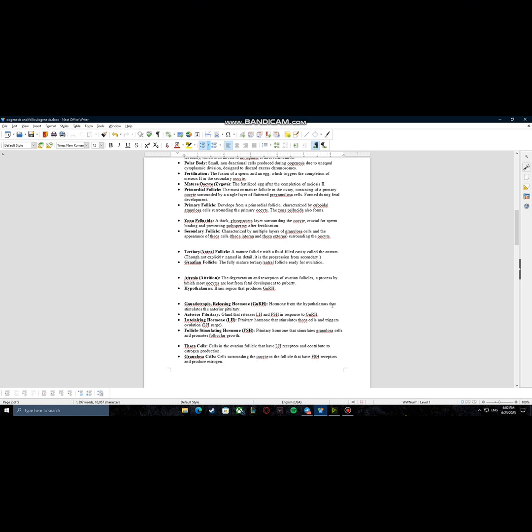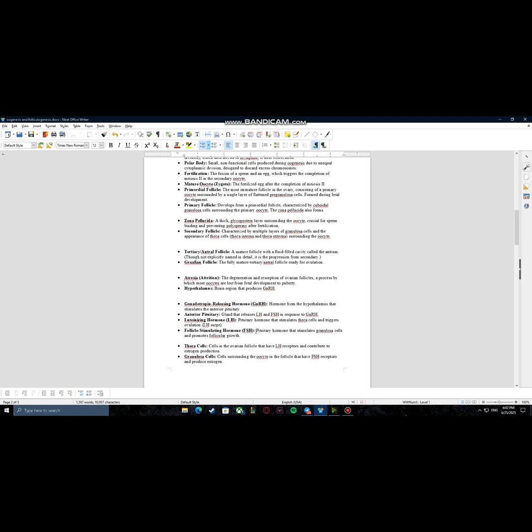It's a hormone from the hypothalamus that stimulates the anterior pituitary. Anterior pituitary is a gland that releases luteinizing hormone and follicle stimulating hormone in response to gonadotropin releasing hormone. Luteinizing hormone is a pituitary hormone that stimulates theca cells and triggers ovulation by an LH surge, which means when the luteinizing hormone is very high.